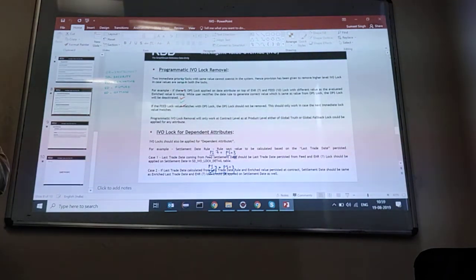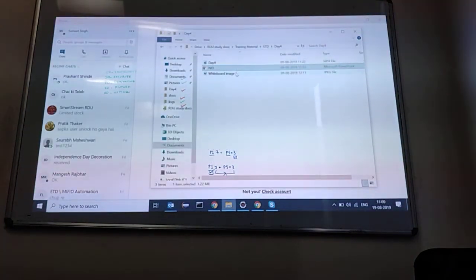Okay, so you have that image. Sumit, can you open that image? Last time's image. Just close this out. Just close it. Okay, open it first.